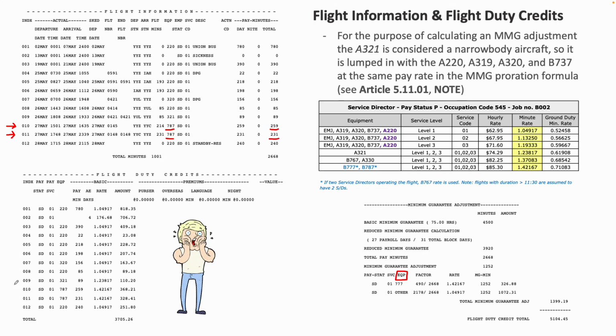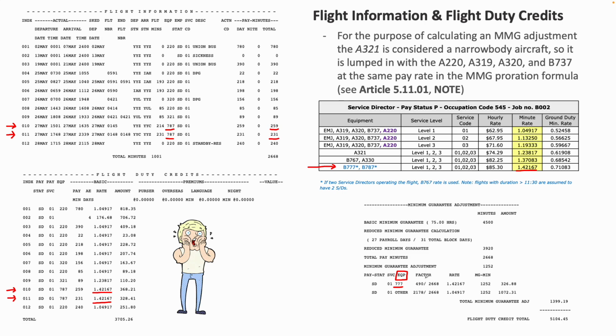You will notice when going to flight duty credits that both of those were indeed paid out at $1 and approximately 42 cents per minute. That corresponds to the very last line that talks about being paid at the 777 and the 787 rate. You're not going to see both of those aircraft types in the minimum guarantee adjustment table. You'll just see one, and usually that's going to be the 777 in practice. So this doesn't mean that you flew the 777, but that you're getting the pay rate that corresponds to the 777 and in our case, the 787.